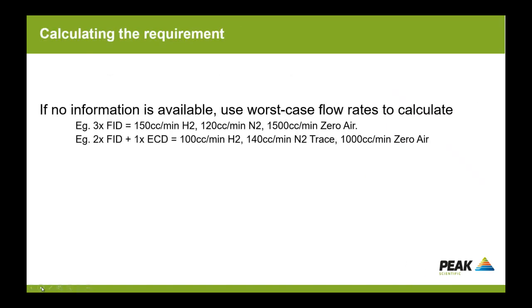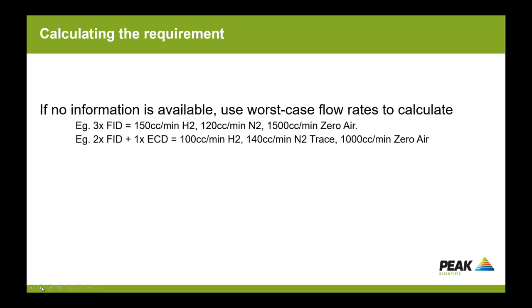So if we're looking to calculate the requirement of our detector supply, if there's no information available, then normally what we would do is just use the worst case flow rates. So taking those figures from the table, for an FID, for example, we would expect a maximum of 50 cc's per minute per detector of hydrogen. So if we had 3 FIDs, we would calculate an absolute maximum of 150 cc's per minute of hydrogen, 120 cc's per minute of nitrogen, and 1.5 litres per minute of zero air, based on the absolute maximum we would expect ever to see supplied to a detector.